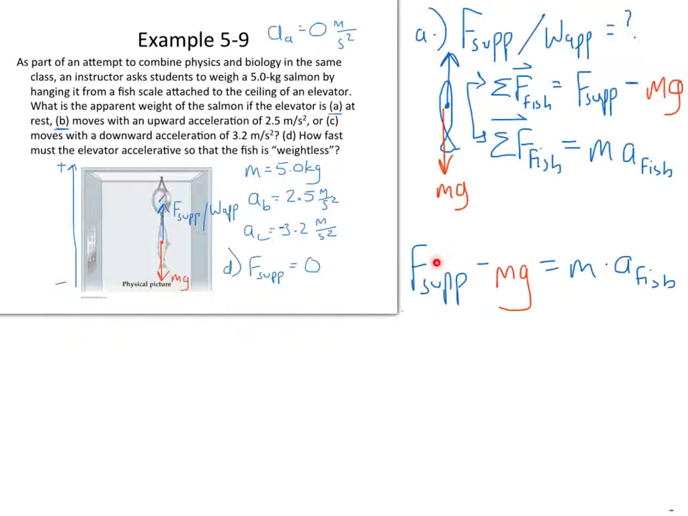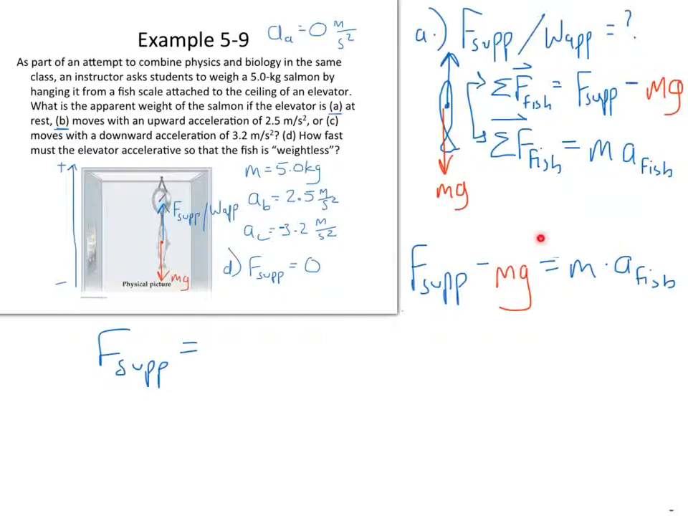Now, remember, what is the acceleration of the fish? In part A, the acceleration of the fish is 0 meters per second squared. So that should give you an idea of how this is going to shake out, but let's just go ahead and solve for the supporting force on the fish, which is going to be really the apparent weight. Okay? So down here, the supporting force is going to be what?